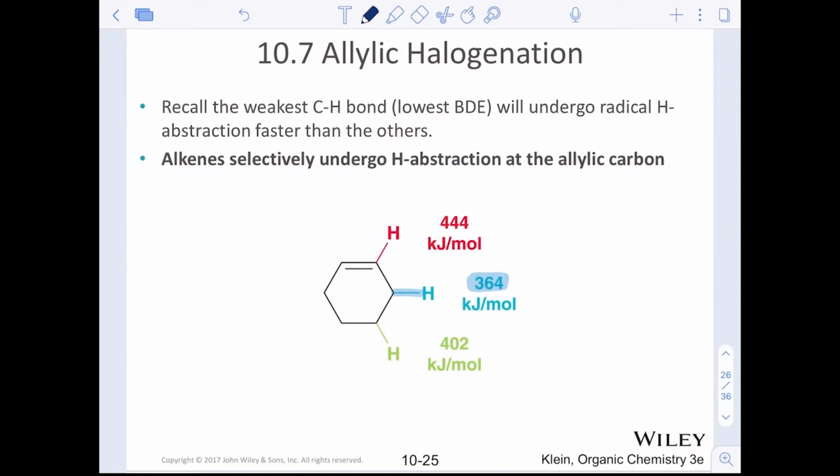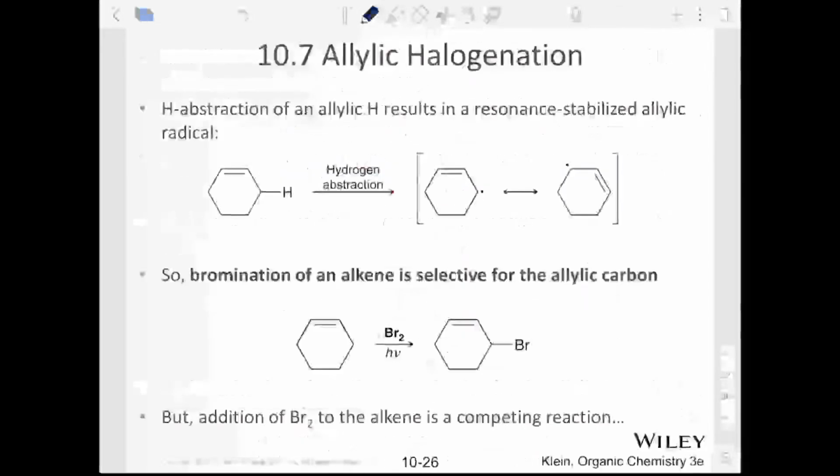Now, the reason for that position having the weakest bond is that the radical resulting from the homolytic cleavage of the CH bond would have resonance stability. So we are going to see that there are very specific reactions that alkenes can undergo with hydrogen abstraction at the allylic carbon. Now, that hydrogen abstraction at the allylic carbon, we said, has resonance stability.